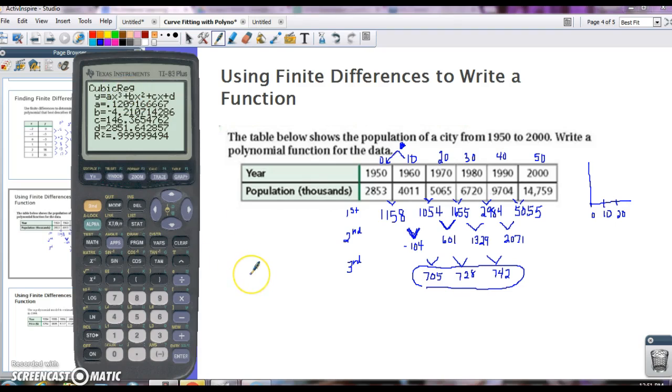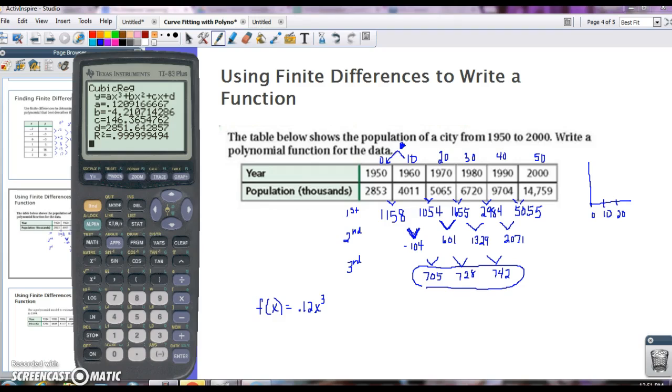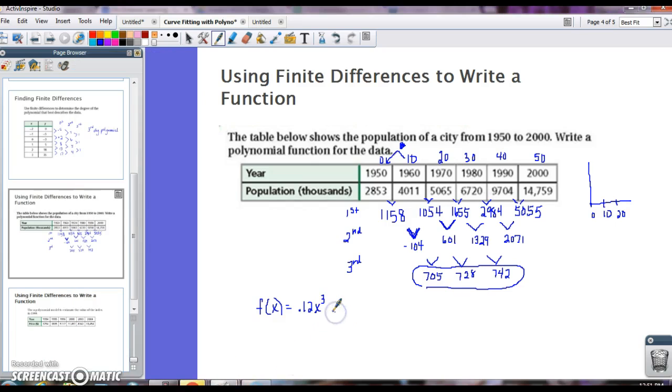And so this function then, we can just take it from the calculator, would be f of x is equal to 0.12 x to the third. I just have to pull it out of the calculator. Minus 4.21 x squared.